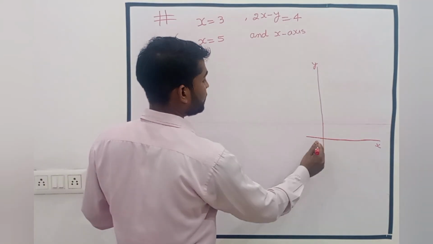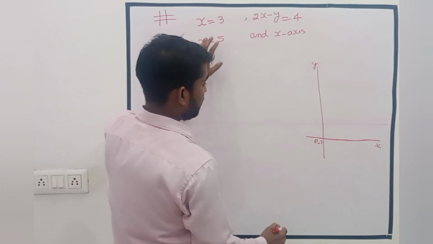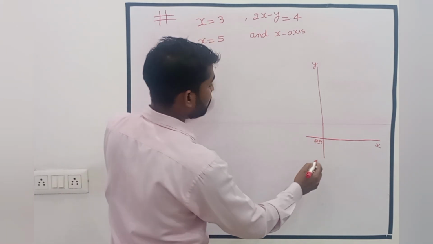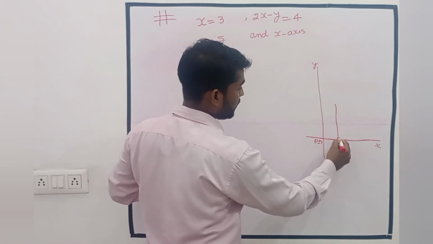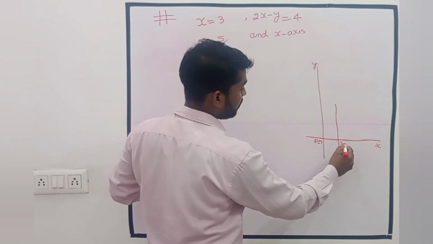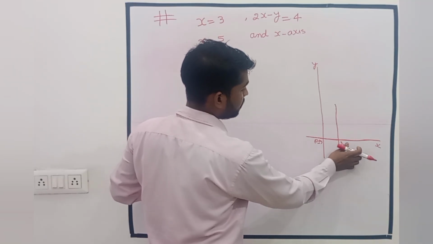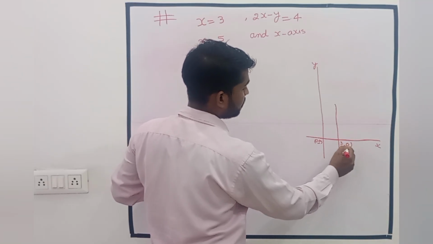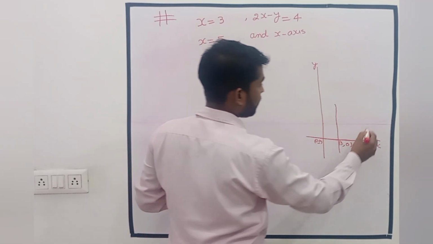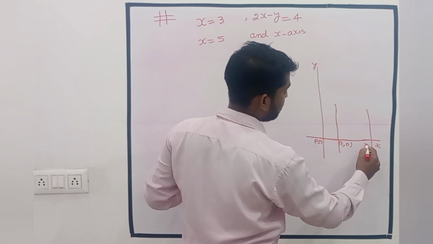And this is the x-axis, and this is x equal to 3. That means x equal to 3 is represented here. This is 3 comma 0, and this is x equal to 5, that is 5 comma 0.